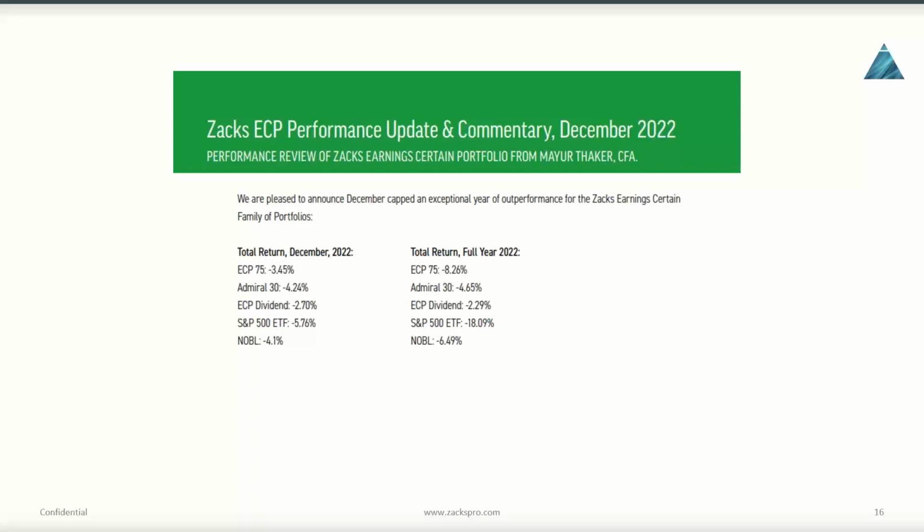So that was a great period of outperformance. And then our other portfolios like the Admiral 30, that's the 30 stock portfolio, did even better. We were only down 4.65% in 2022. That's absolutely remarkable. And these are not companies that require taking on aggressive growth.